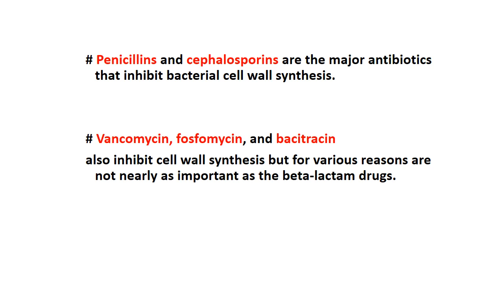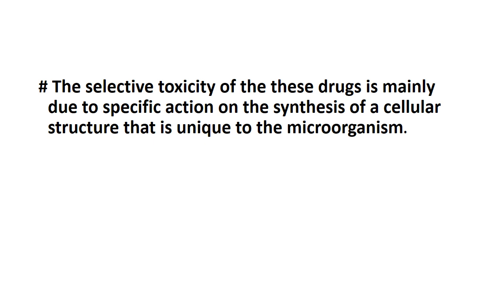Penicillins and cephalosporins are the major antibiotics that inhibit bacterial cell wall synthesis. Vancomycin, fosfomycin, and bacitracin also inhibit cell wall synthesis, but for various reasons are not nearly as important as the beta-lactam drugs because of their side effects and other causes. The selective toxicity of these drugs is mainly due to specific action on the synthesis of a cellular structure that is unique to the microorganism, and that means it is not present in the human cells or in the animal cells.